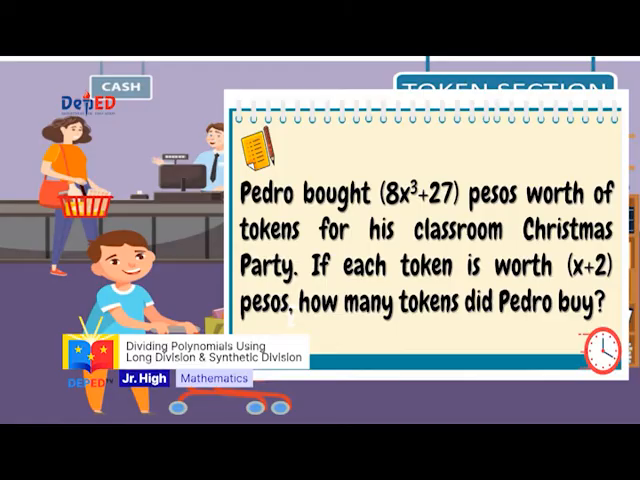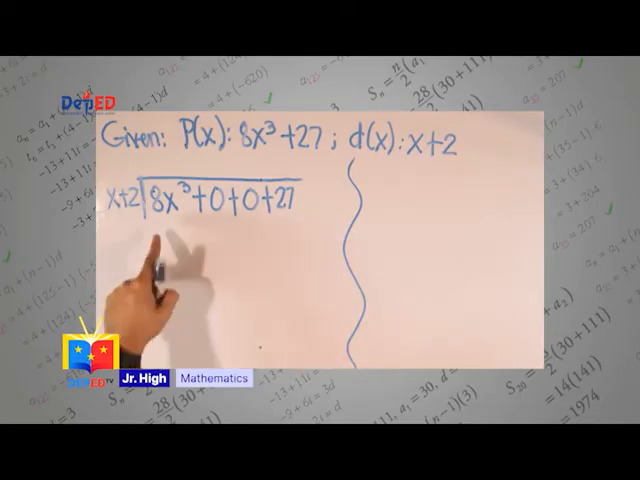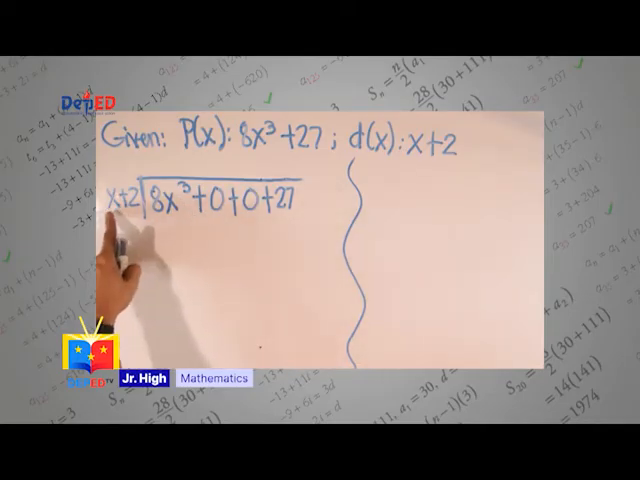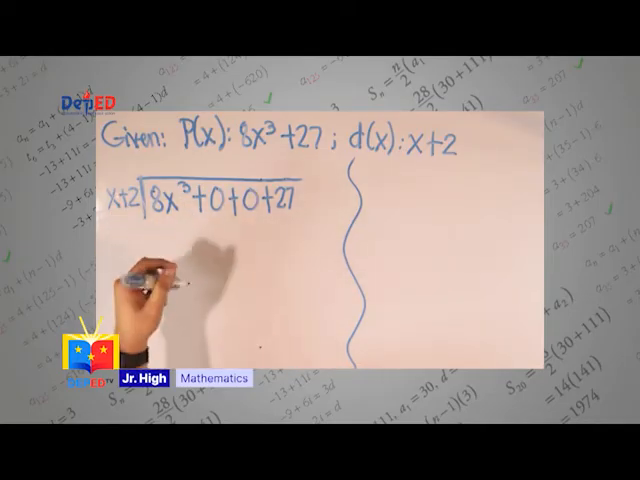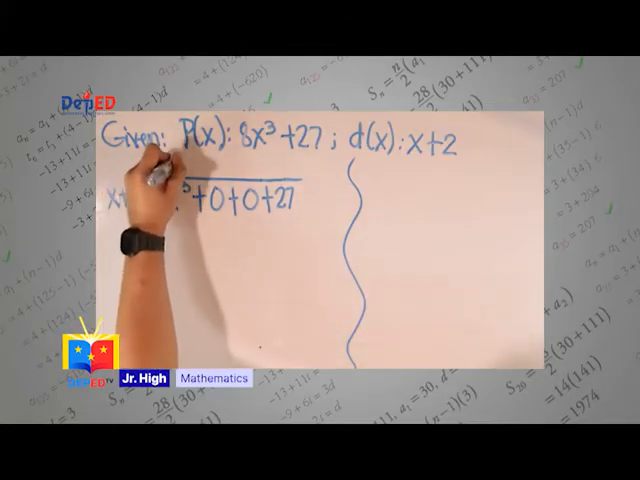Pedro bought 8x cubed plus 27 pesos worth of tokens for your classroom Christmas party. If each token is worth x plus 2 pesos, how many tokens did Pedro buy? Let's divide 8x cubed by x to give us 8x squared.